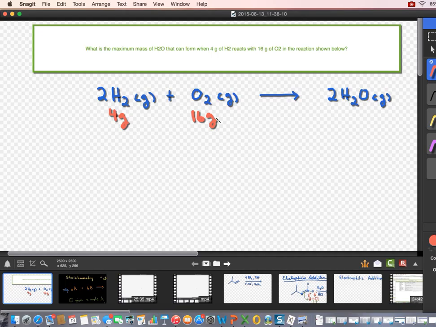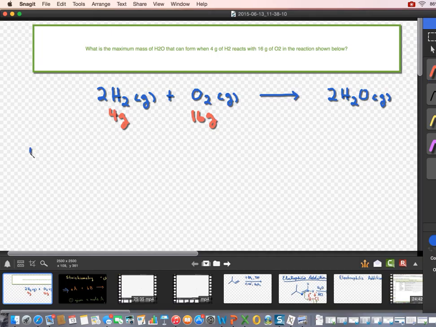So what we want to do is to consider how much water can result from 4 grams of hydrogen. We're going to do this without considering the oxygen. We will get a numerical answer for how much water can form. Then we'll do the same process when we only consider the amount of oxygen. So we'll have 2 numbers that are in competition with one another. The smaller of the 2 answers will be the maximum amount that we can make. So let's go through the details of this.